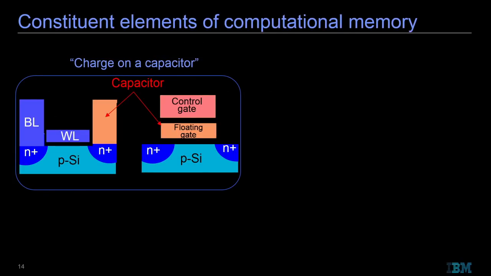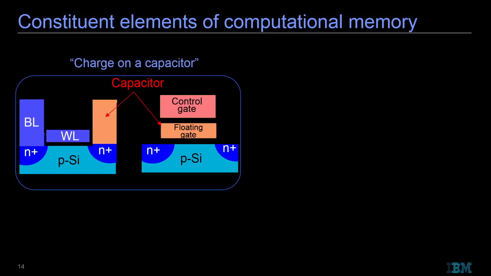I talked about computational memory, so what do they comprise of? Let's look at how we store information in our existing memory devices. If you look at DRAM or flash, in both cases, you store information in the charged state of a capacitor. In the case of DRAM, you have a capacitor which is in series with a transistor. If you have flash, you have a capacitor which is coupled to the gate of a transistor.